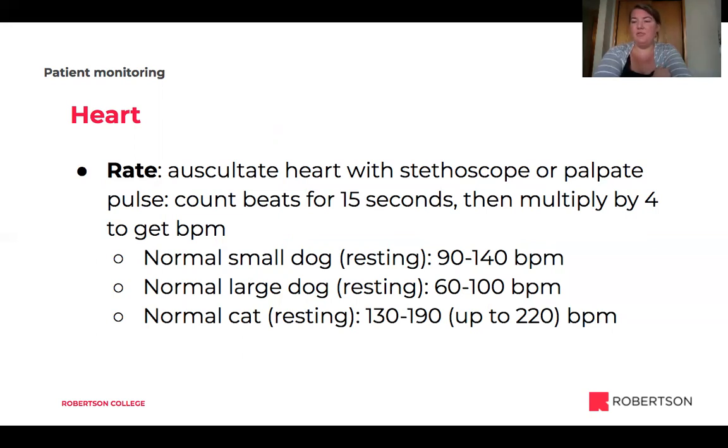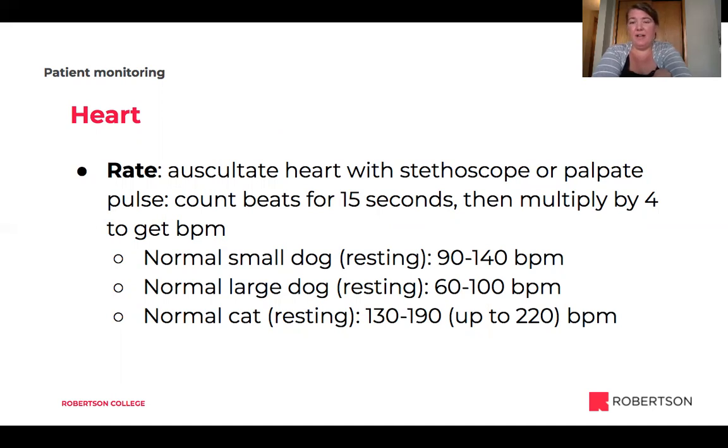And we're going to count those for 15 seconds, just like respiration. And then we're going to multiply that number by 4 to get our beats per minute. So for a normal small dog, their resting heart rate is going to be between 90 and 140 beats per minute. If there's a normal large dog, their resting heart rate is going to be between 60 and 100 beats per minute. Cats at rest are usually between 130 and 190 beats per minute.